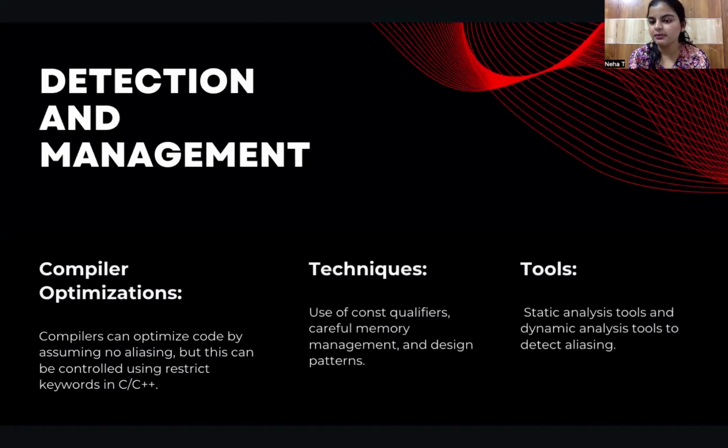Now, detection and management of this. Compiler optimization. Compilers can optimize code by assuming no aliasing, but this can be controlled using restrict keywords in C and C++. So what happens is, in C or C++, the restrict keyword can be used to optimize code by assuming that there is no pointer aliasing.